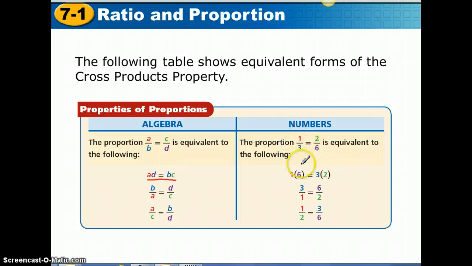1 times 6 equals 3 times 2. But I could also have 1 times 6 as the means and 3 times 2 as the extremes. Or I could switch the positions of the 2 and the 3, and it would still give me this proportion. So it's important to recognize which ratio we are comparing.